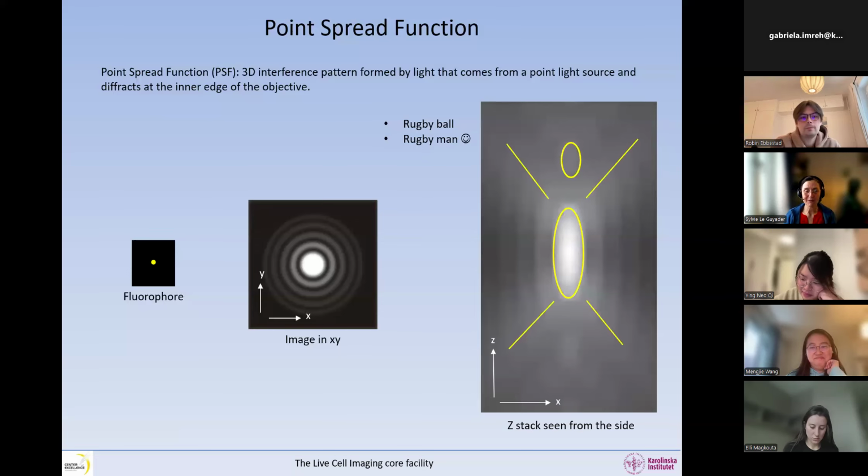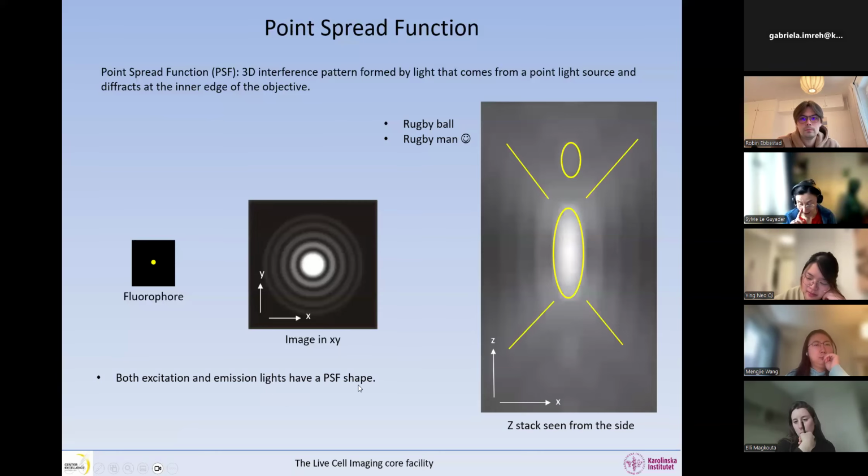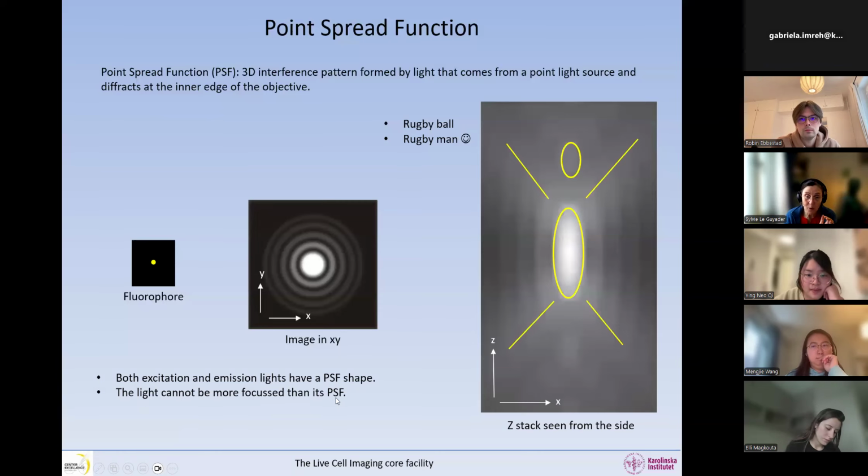So we have lots of little rugby men. Every time we have a fluorophore in our sample, what we're imaging is a rugby man. And both the excitation light and the emission light, because they both go through the objective and the macroscope, both have a point spread function shape. And the light cannot be focused to a smaller point than this. So the point spread function is the limit of resolution. Okay? The smaller the point spread function, the better the resolution. But if we have a big point spread function, then we don't have such a good resolution.